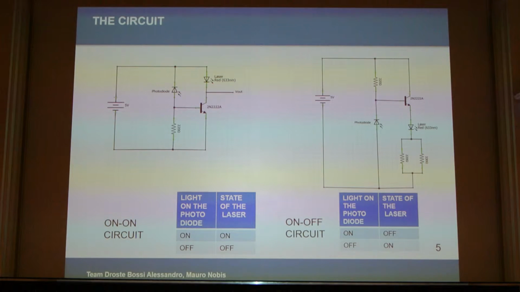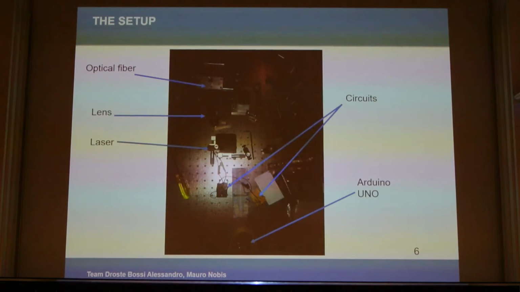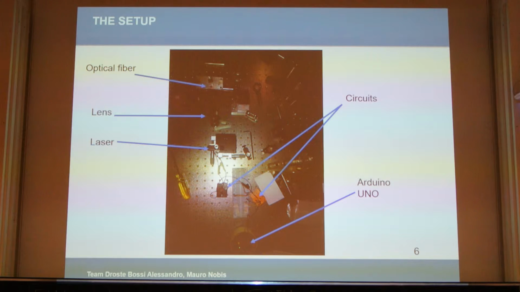We built a circuit that has a laser that is always on. This laser shines its light on the photodiode, and this photodiode in turn activates another laser that shines its light on the photodiode that will turn off the first laser. And therefore, we will have a changing signal throughout our experiment. And this is an actual picture of the setup.